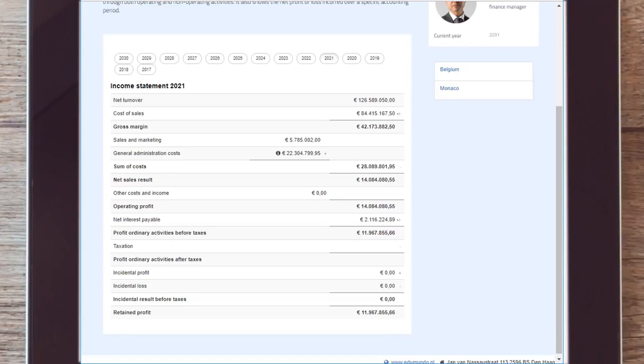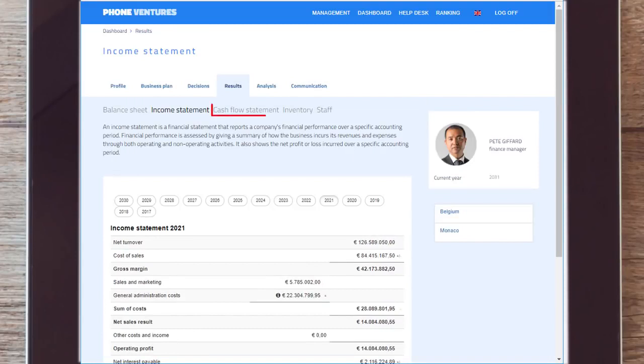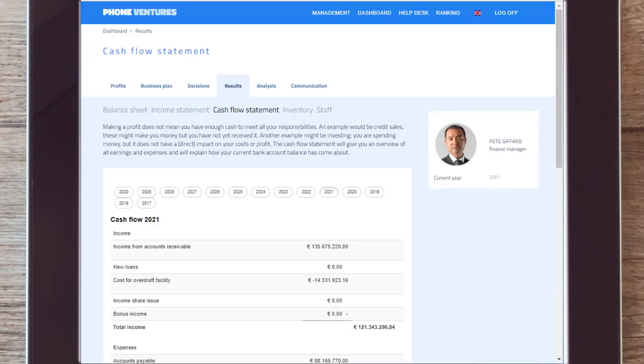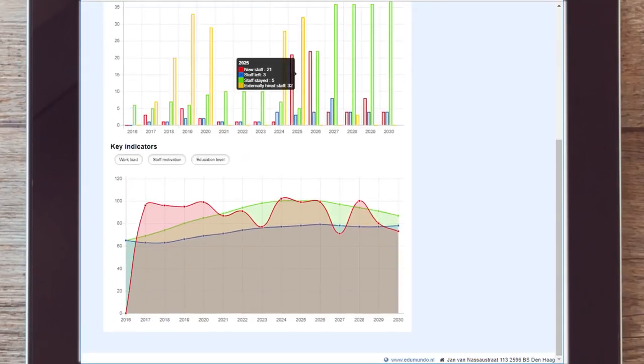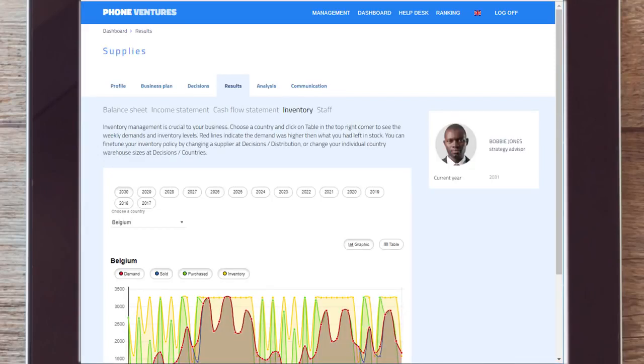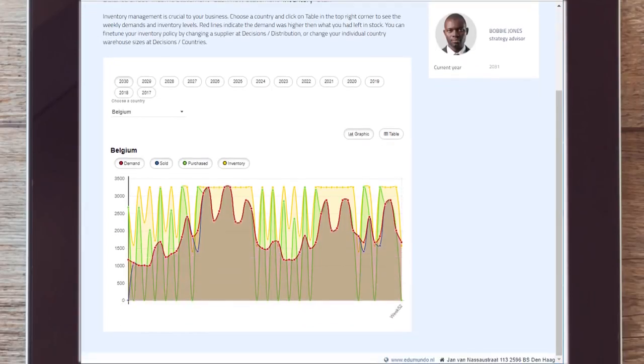To look more closely at all your costs, go to Cash Flow Statement. Here you can see that this team pays interest on various items and has an expensive market campaign. Don't forget to keep a close eye on your staff, since externally hired staff is twice as expensive but not as productive as regular staff. Inventory management is also often a reason for negative profit. See the video on the Inventory tab.